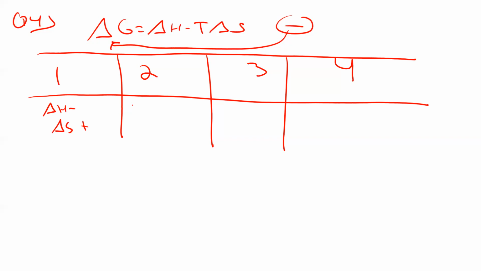So spontaneous in reverse, so reverse means opposite. So when they say the reverse, then we have to go the opposite of this. So delta H will now have to become positive and delta S is negative because they're talking about the reverse reaction.